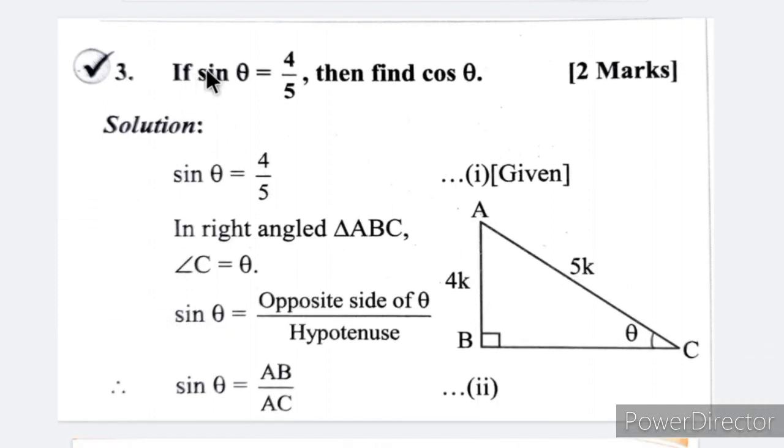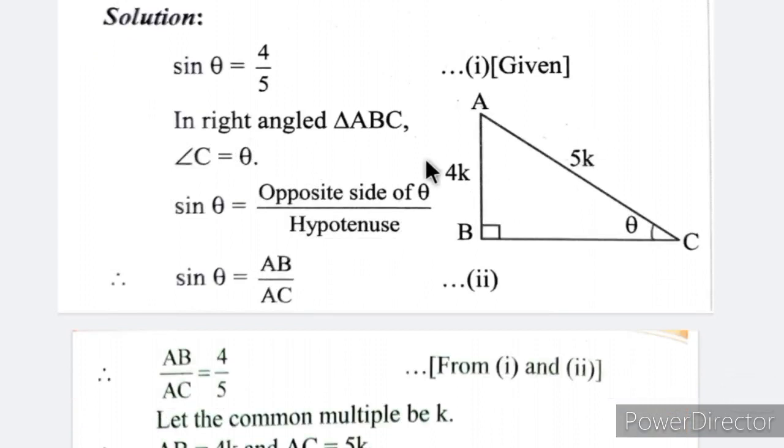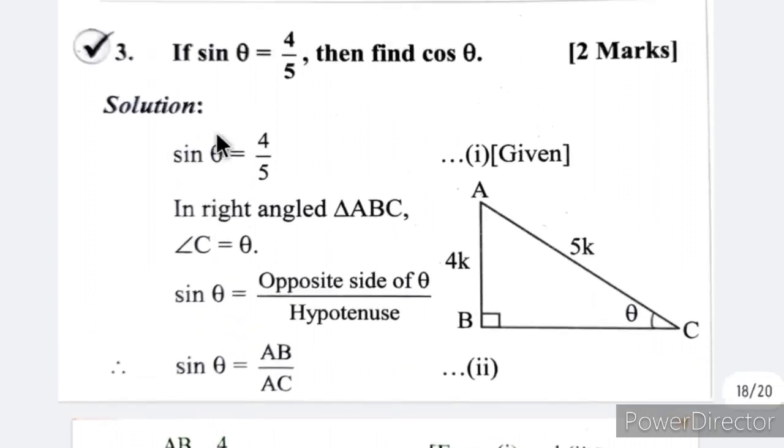Question number 3 is, if sine theta is equals to 4 upon 5, then find cos theta. So sine theta we have been given, we have to find cos theta. We can use the important equation that we had done in the first part of this practice set, that was sine square theta plus cos square theta is equals to 1. Do you remember this? We are going to use it also. I have shown you one more method here which you can also use. So sine theta we have been given as 4 upon 5.